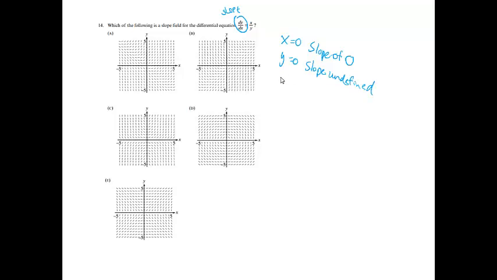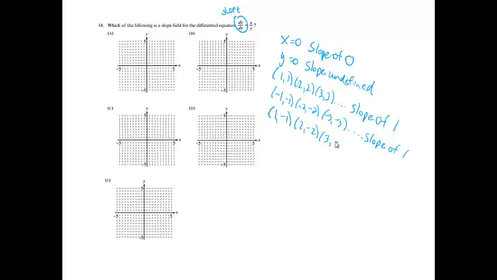And then I just started looking at things. I noticed that at the points 1, 1, 2, 2, 3, 3, I'll get a slope of 1. And then also at negative 1, negative 1, negative 2, negative 2, negative 3, negative 3, that will also give me a slope of 1. And then just a couple other things, I'm looking for patterns before I even look at the graphs. I know if they're opposites, 1, negative 1, 2, negative 2, 3, negative 3, those will give me a slope of negative 1.